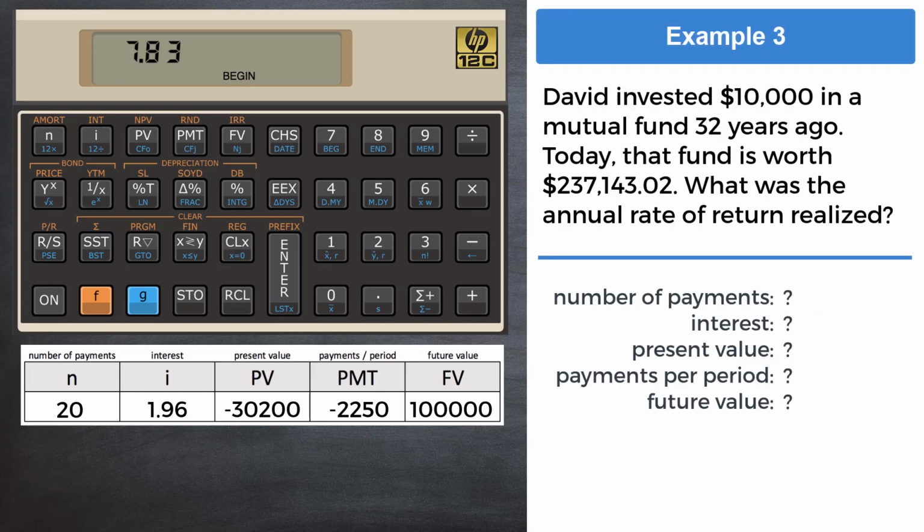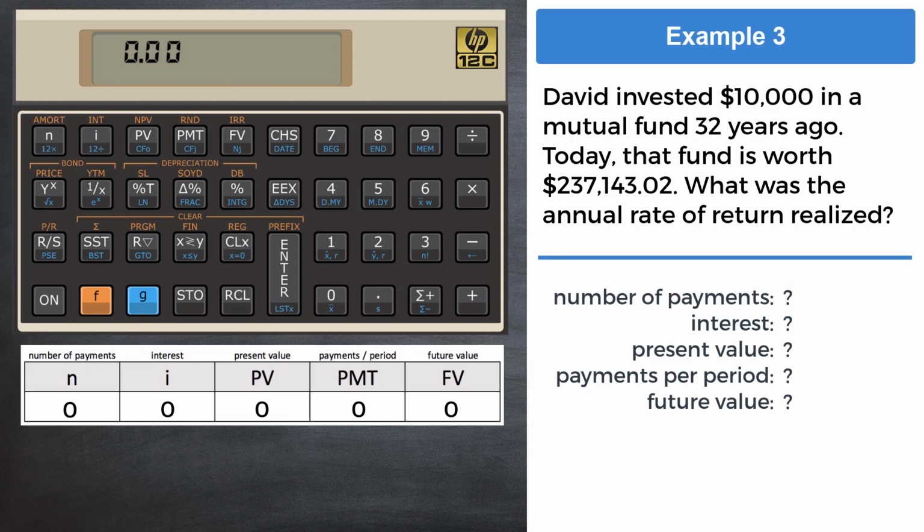Example 3. David invested $10,000 in a mutual fund 32 years ago. Today, that fund is worth $237,143.02. What was the annual rate of return realized? Clear financial registers with F REG, and let's take care to set the calculator back to end by keying in G8. Notice the word begin vanishes from the display.